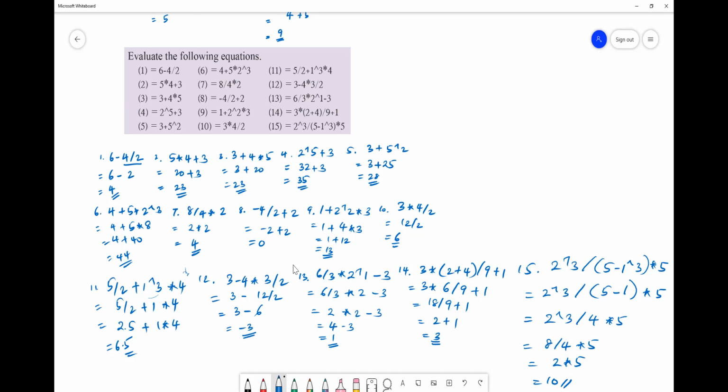How many of you have got more than, let's say, 12? Can you let me know in the chat? Type your name if you have got more than 12.